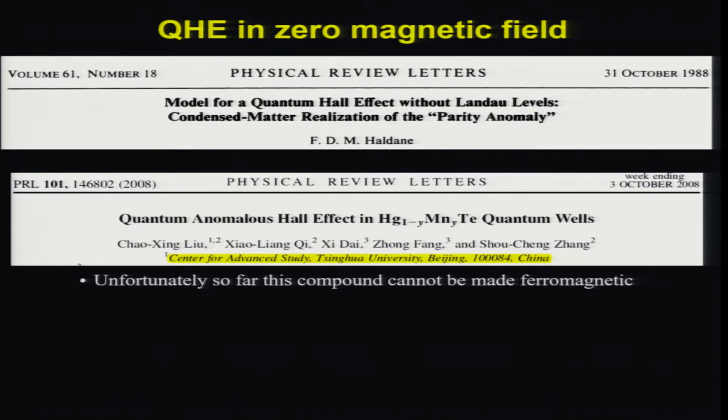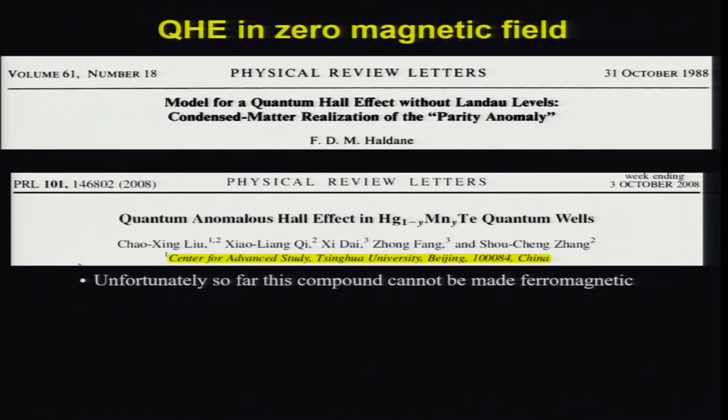Then Chaoxing said, wow, if you dope a magnetic impurity into it and make it ferromagnetic, you may change a quantum spin Hall insulator into a quantum anomalous Hall insulator. So that's his proposal. Unfortunately, this material, manganese-doped mercury telluride, has never been ferromagnetic, so the quantum anomalous Hall effect was not found in this material.